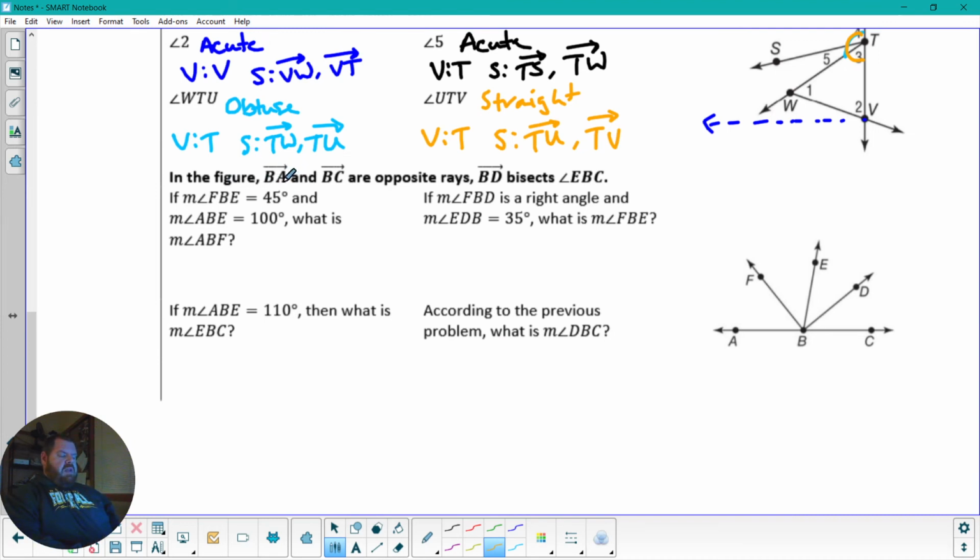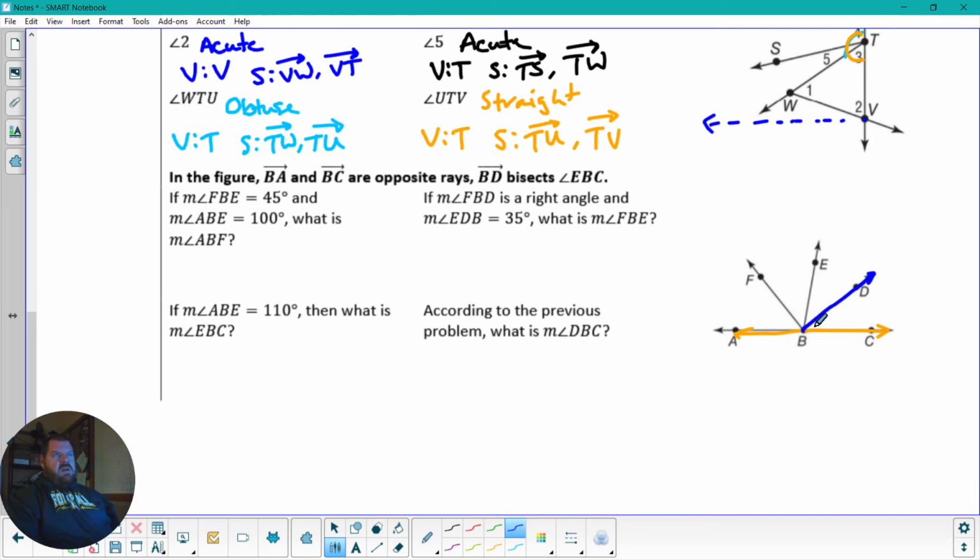It says BA and BC, this one here and this one here, are opposite rays. That means that's a straight angle. And it also says that BD bisects EBC. So BD, and the term bisect means cuts in half.